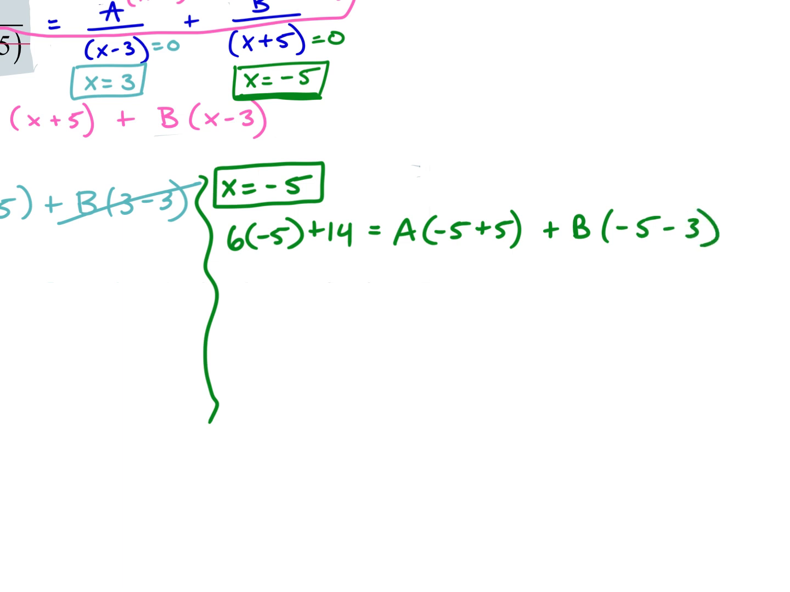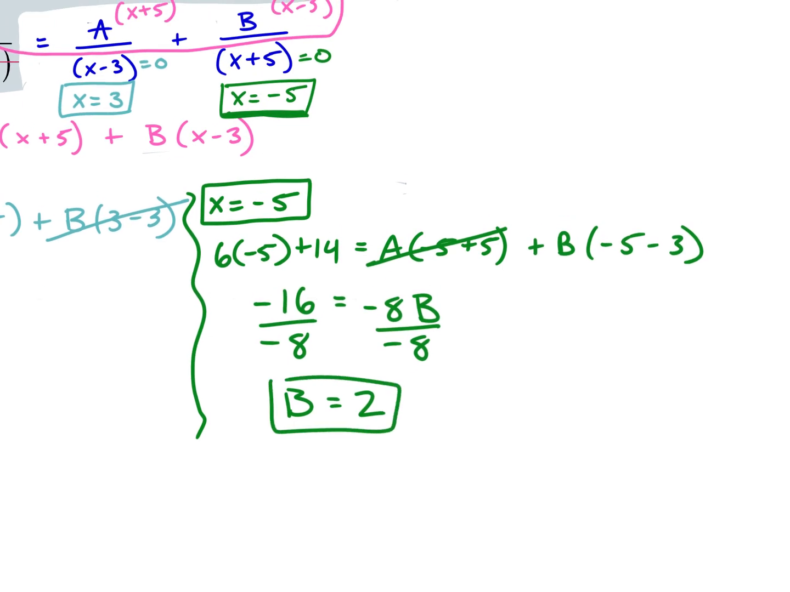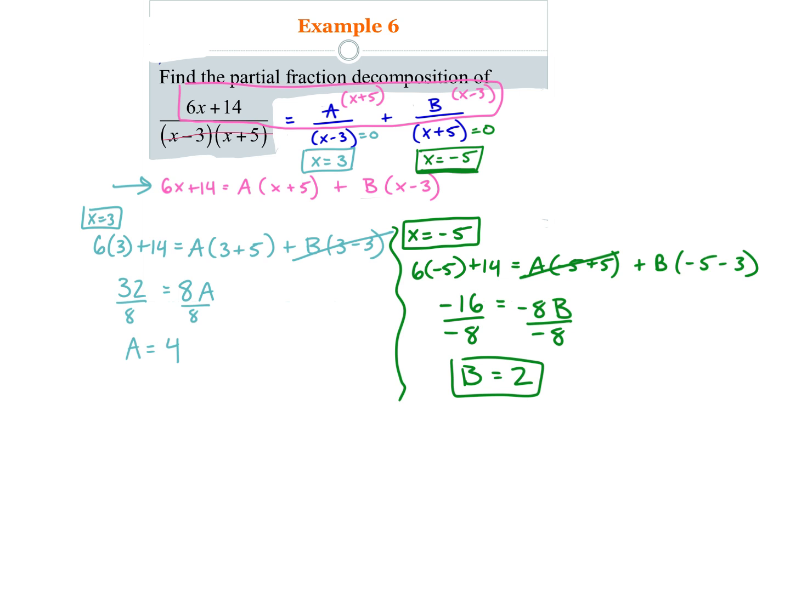So 6 times -5 would be -30. What's -30 plus 14? -16. Awesome. What is -5 plus 5? 0. So the A cancels. The A goes away. So now we're just solving for B. Here we have B times -8. -5 minus 3 would be -8B. So divide both sides by -8. What does B equal? 2. Perfect.